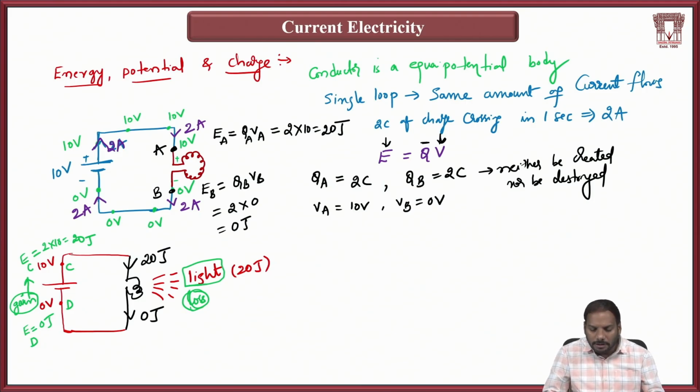Okay, so now tell me what is the important parameter that is making the difference. Even though the charge is the same throughout the loop, as the potential is different, that is making the difference in energy, and this is how the energy gain and energy loss happen. Okay, so with this lecture, I am concluding the concepts of energy, potential, and charge. In the next lecture, we'll go ahead with some more concepts of current electricity.